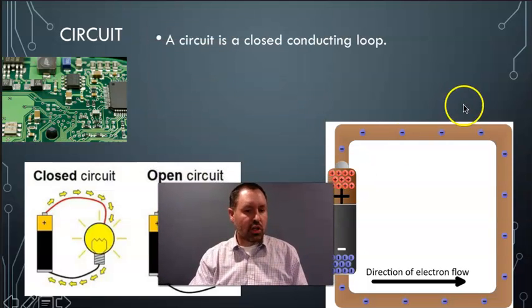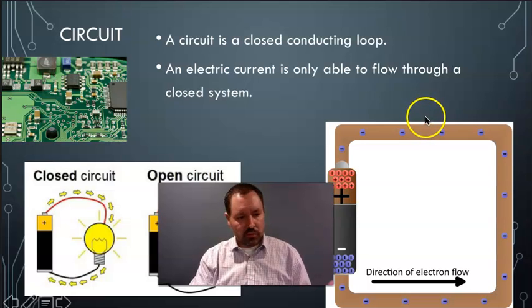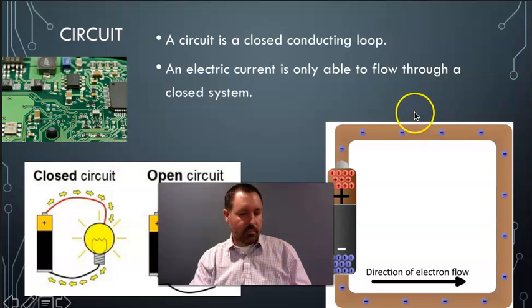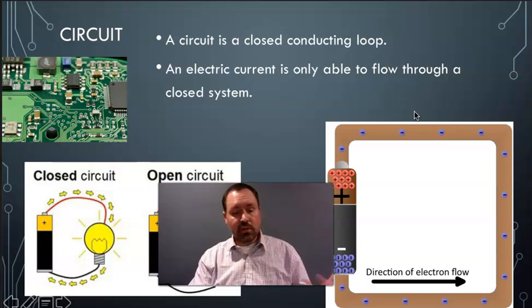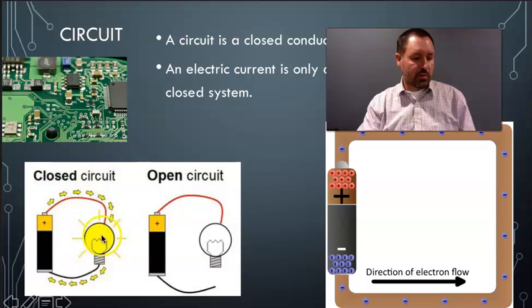So just a little bit more on circuits. We said a circuit is a closed conducting loop. An electric current is only able to flow through a closed system. If the system is not closed, the electricity does not flow. There is a problem with this picture right here. It's saying that the electrons are flowing this way. So silly. The electrons flow from the negative to the load and then are attracted to the positive. Whoever made this little picture here, they did it backwards, but oh well.